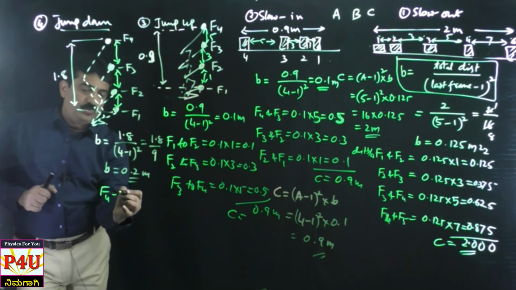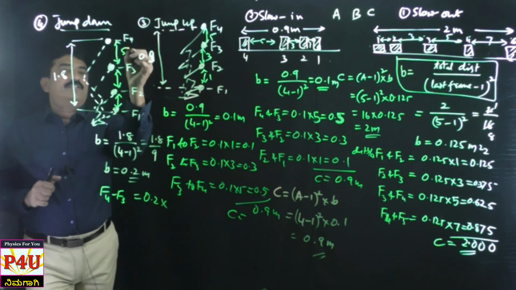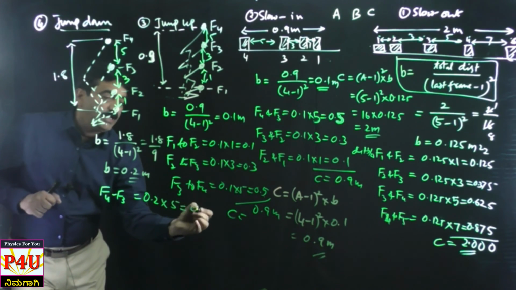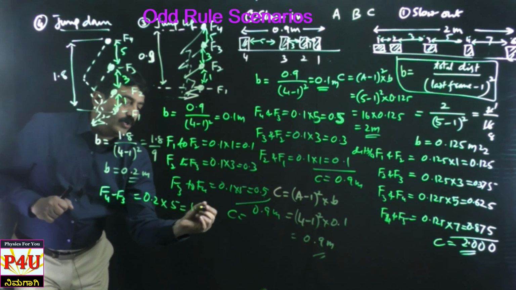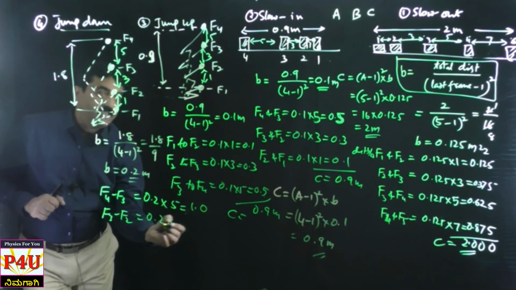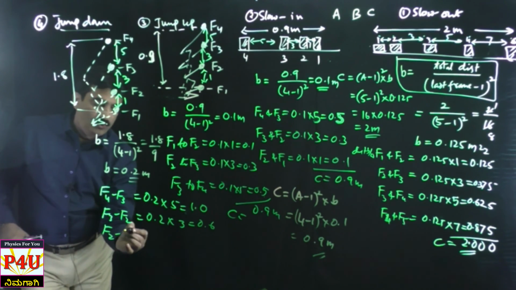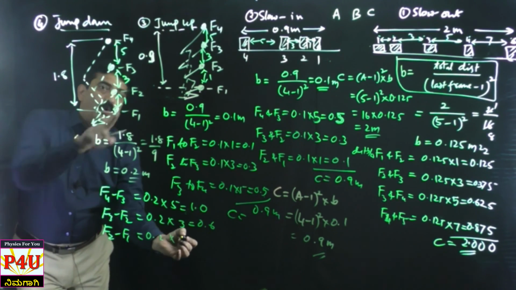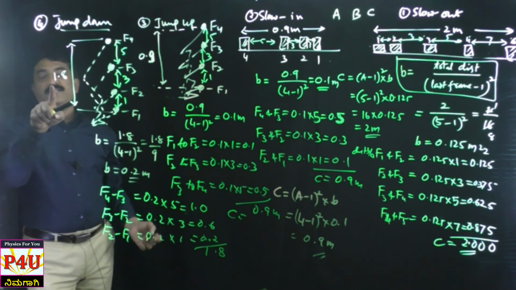So F4 to F3 distance is equal to base distance 0.2. What is the multiplier? Yes, you are correct, it is 5, so it is 0.2 into 5, it is 1.0. Next, F3 to F2, it is base distance into multiplier 3, that is 0.6. And next, F2 to F1, that is 0.2 into multiplier 1, that is 0.2. Total it is 1.8, that is the total distance.